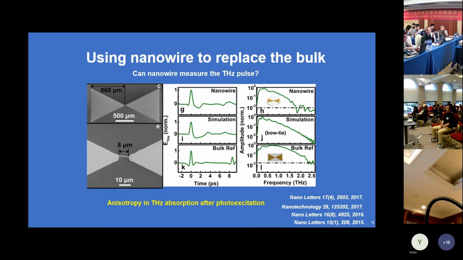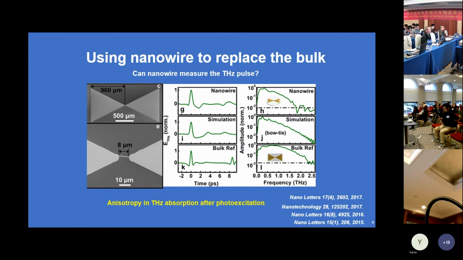So here's a follow-up question. Can a nanowire measure the terahertz pulse? Because the terahertz wavelength is around 100 micrometers, and a typical nanowire is about 100 nanometers in diameter and a few micrometers in length. So the answer is also yes. You need to incorporate an antenna into your device, of course.